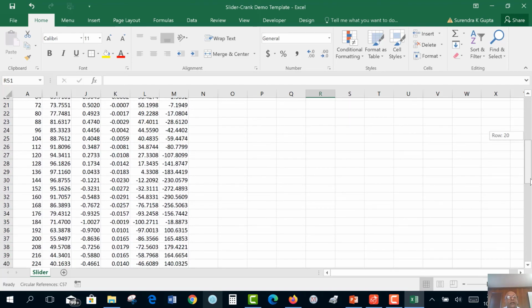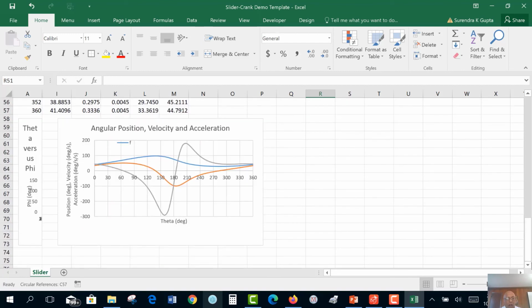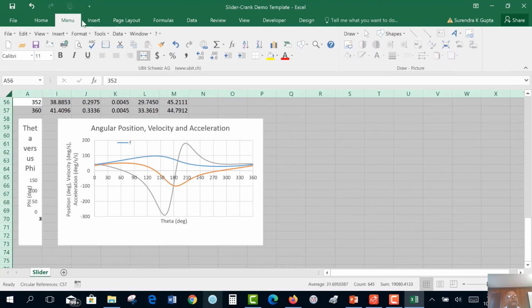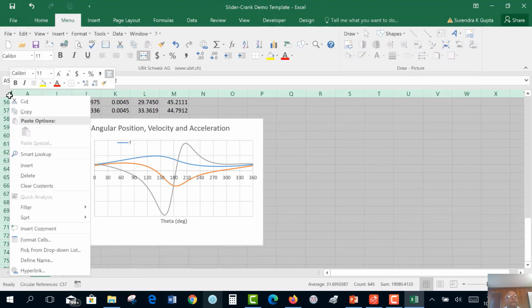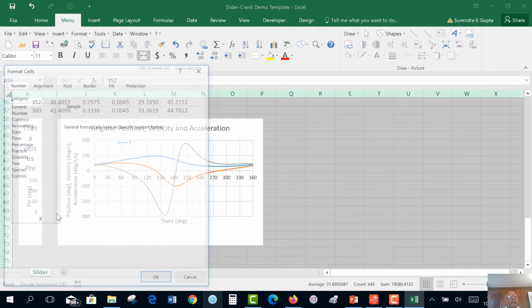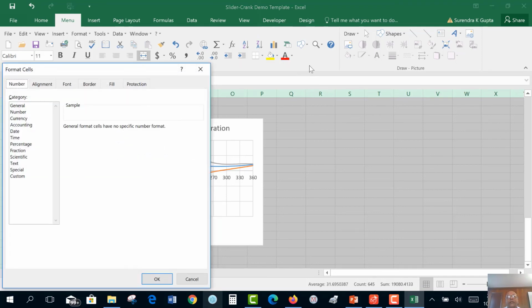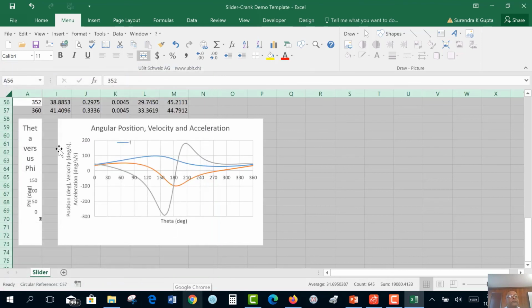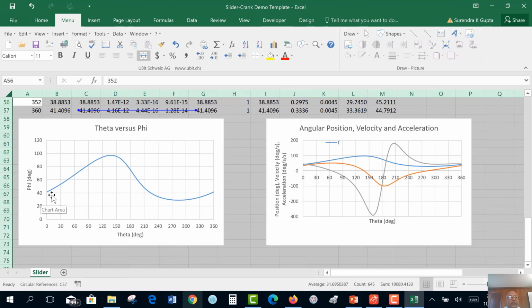So you can see, let's unhide all our columns. So remember, we did a parametric study. We solved for phi, and then we took derivatives, numerical derivatives, to solve for velocity and acceleration.